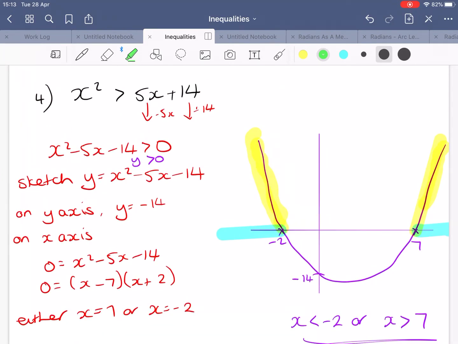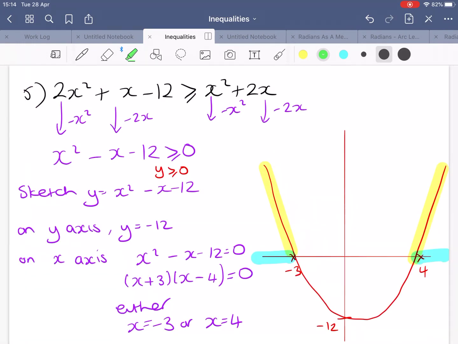Personally, I always make it a positive quadratic, so even though I've got to move two terms, it's better to move the 5x and the 14 to the left-hand side. Factorising is very straightforward with this one. So you end up with the crossing the axes at -2 and 7. The inequality you want after you've rearranged is you want your y to be greater than 0. So it's all these values on either side. So you need to write it as two separate inequalities. So x is less than -2 or x is greater than 7.